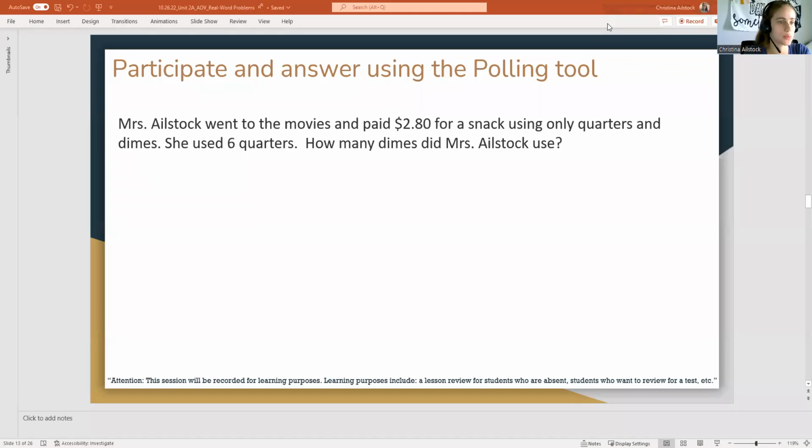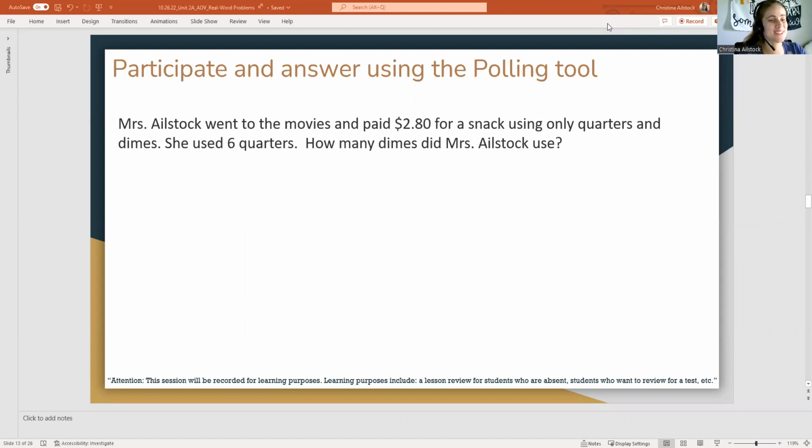All right, let's check this one out. Mrs. Ailstock went to the movies and paid $2.80 for a snack using only quarters and dimes. She used 6 quarters. How many dimes did Mrs. Ailstock use? Well, first off, that's kind of mean of me to do that to the employee, give them all coins. But you know, sometimes you got to do what you got to do. If that's what you have on hand, that's what you have on hand.